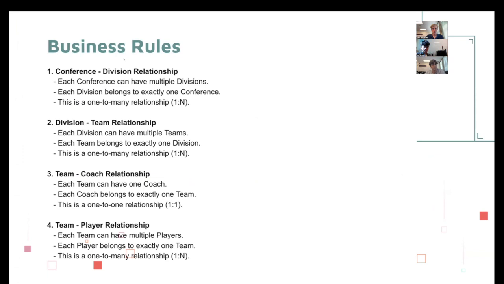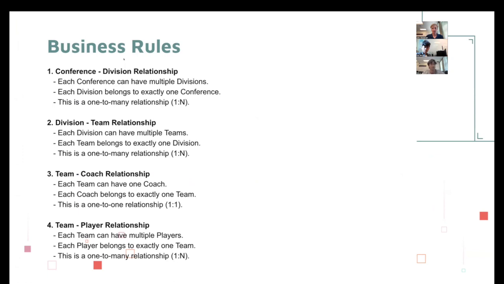Team to coach relationship. Each team has one coach. Each coach belongs to one team. That's a one-to-one relationship, but we wanted to keep the coach as its own entity, just in case there's a change in coaches, or if we wanted to start keeping track of more coaches than just the head coach, then it would become a one-to-many relationship, and that would be a pain if they were the same entity.